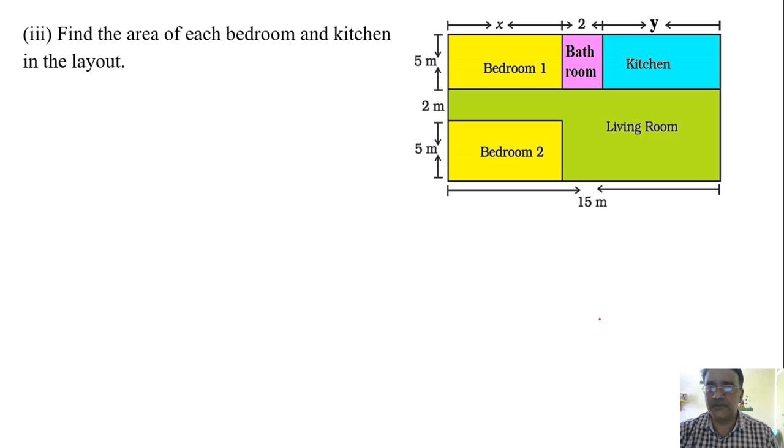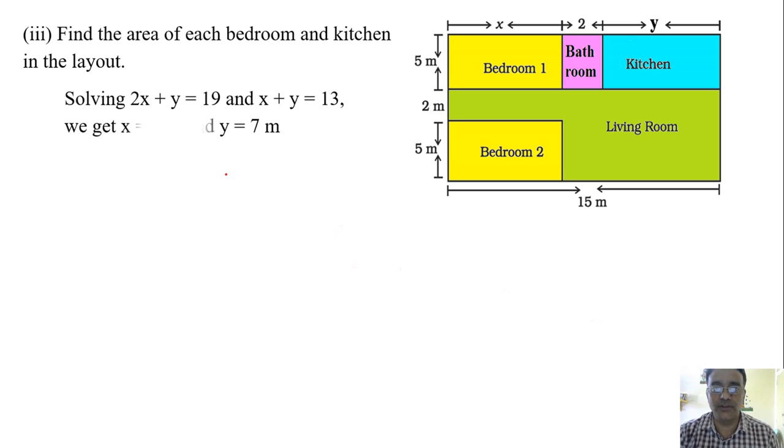Find the area of each bedroom and kitchen in the layout. We formed the two equations in the first part, and now we are going to solve those two equations. On solving these two equations, we'll get two values for x and y. With respect to x, we are getting 6 meter and y is equal to 7 meter.